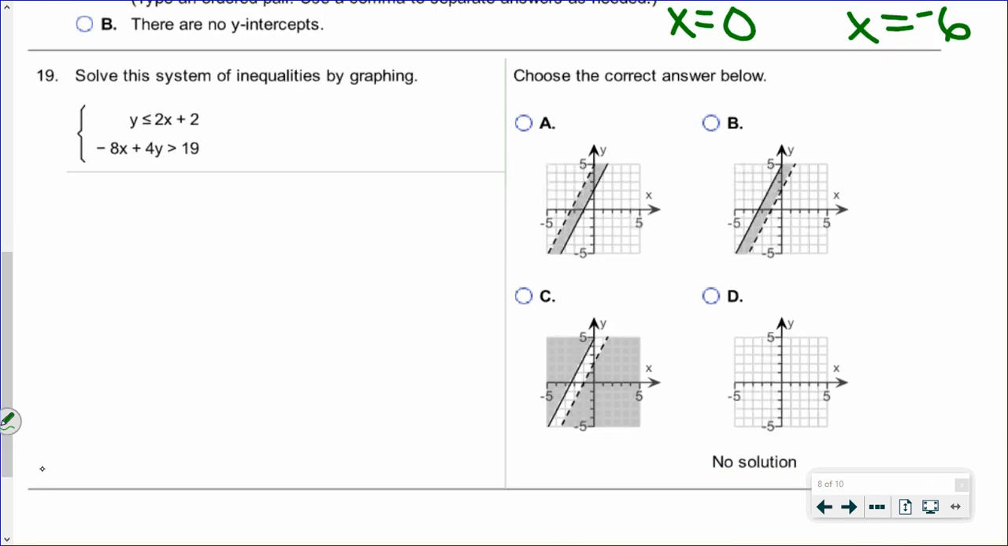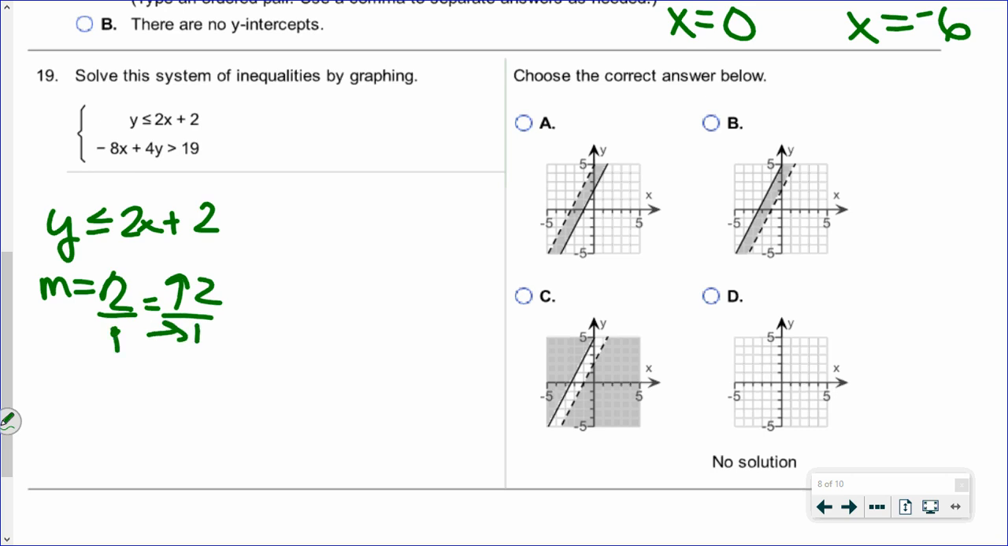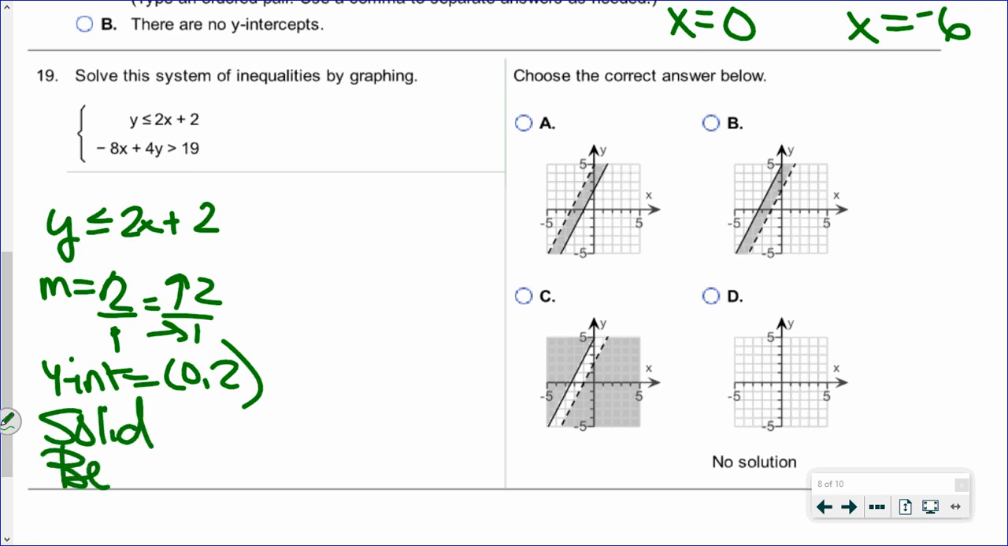Okay. Next is going to be solving systems of inequalities. You had to take each of these and solve them for y. This is already solved. My slope is 2 over 1, up 2 to the right 1. My y-intercept is the point 0, 2. It is a solid line, and the shading will be below. Okay, so I'm going to come over here and graph the point 0, 2. There's 0, 2. It's going to go up 2 units and to the right 1.